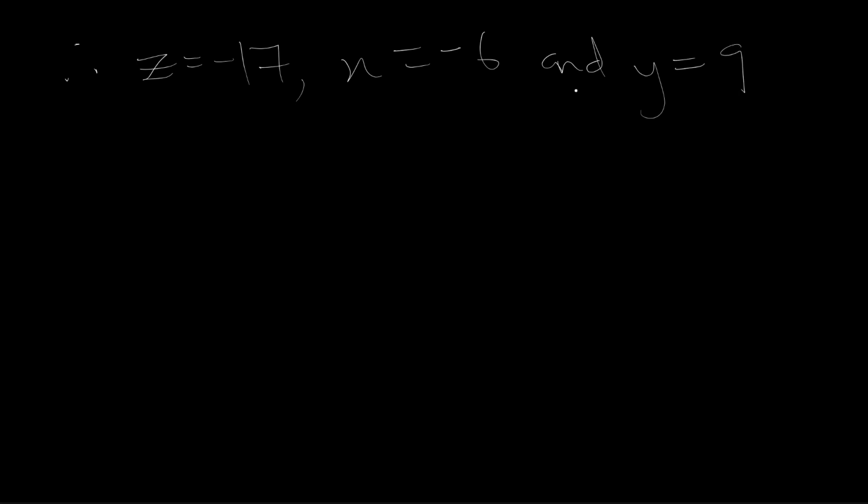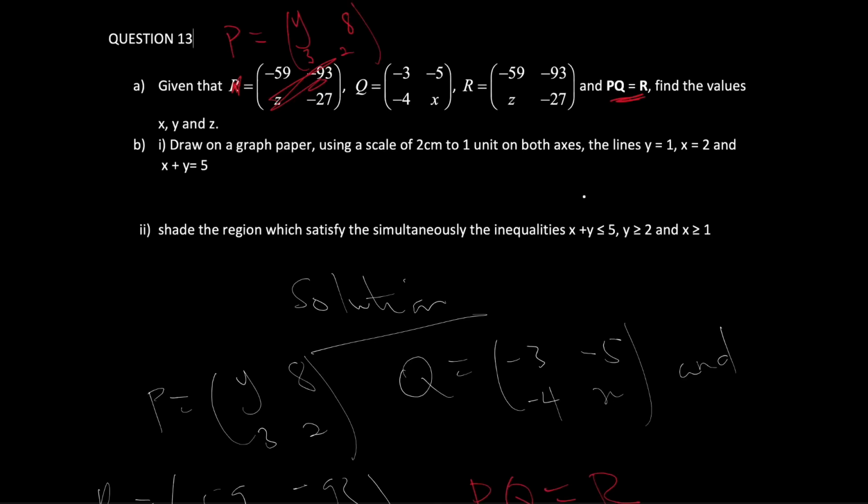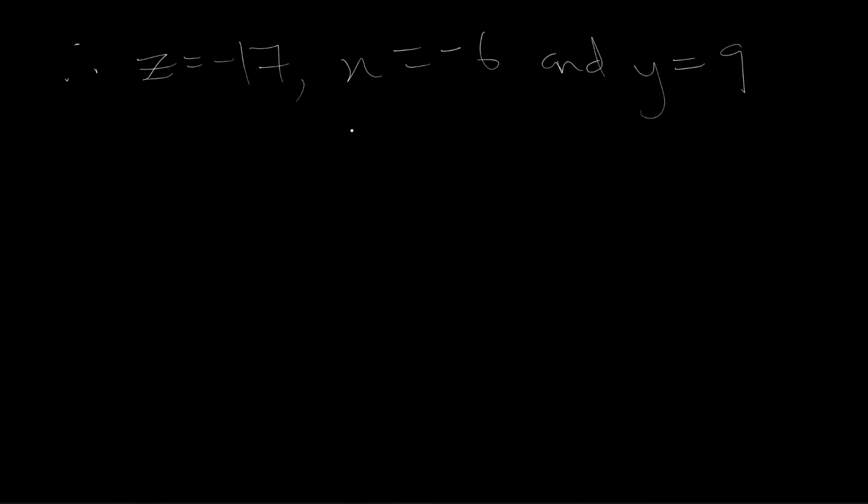So we move on to the second part of the question. Question 13bi. Draw on a graph paper using a scale of 2 centimeters to 1 unit on both axes the lines y is equal to 1, x is equal to 2, and x plus y is equal to 5. So we draw our axis.